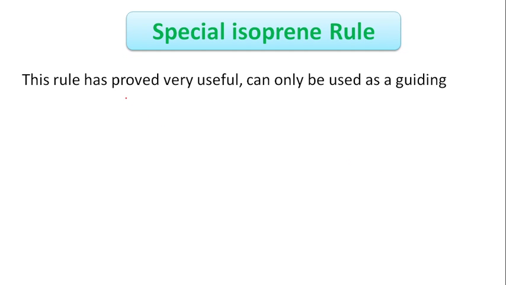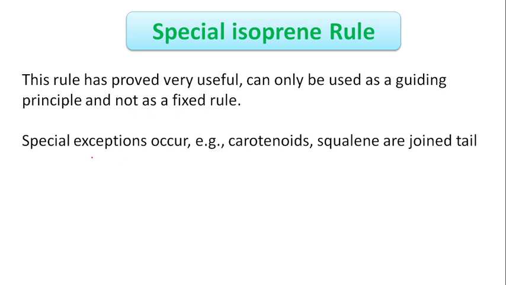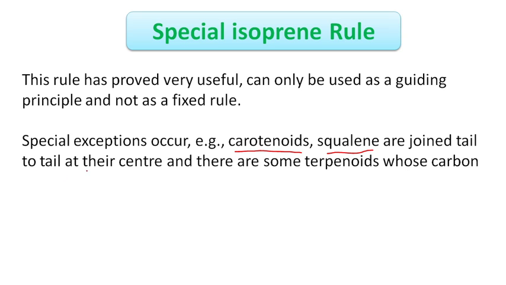This special isoprene rule proved very useful, but it can only be used as a guiding principle, not as a fixed rule. Special exceptions occur to this special isoprene rule, the head to tail union rule. For example, in carotenoids, there is no head to tail union during their formation. During the formation of squalene, there is also no head to tail union; rather, there is tail to tail union at their center.